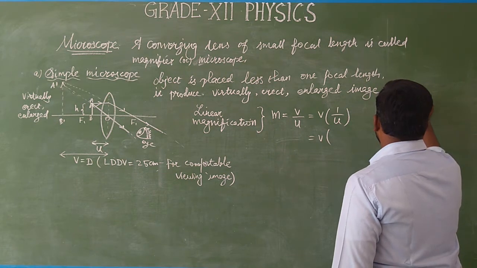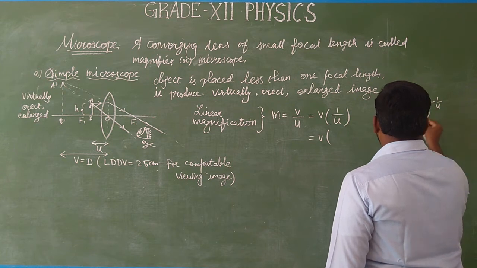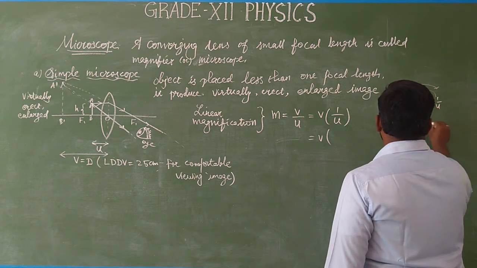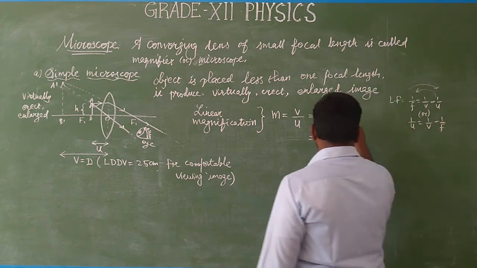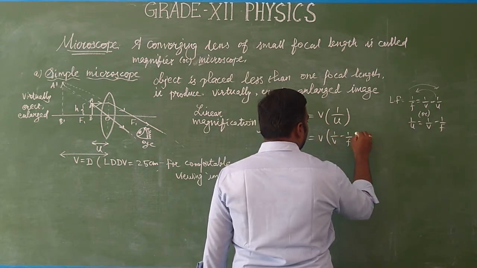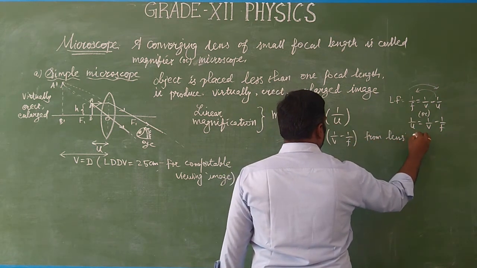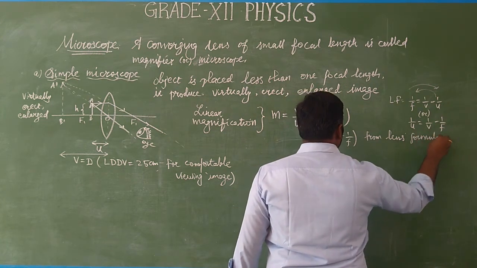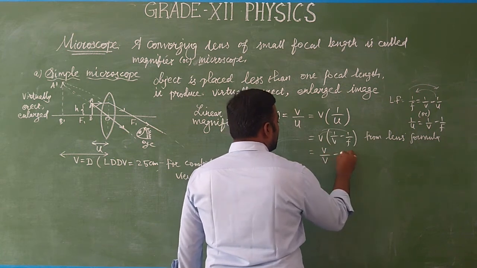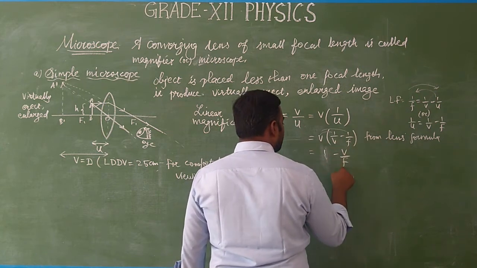The lens formula says 1 by F is equal to 1 by V minus 1 by U. Transferring the terms so that 1 by U is alone, 1 by U is equal to 1 by V minus 1 by F. So instead of 1 by U, we can write 1 by V minus 1 by F, from the lens formula. Now multiply this by V inside. What will you get? V by V minus V by F. V by V is equal to 1. So 1 minus V by F.